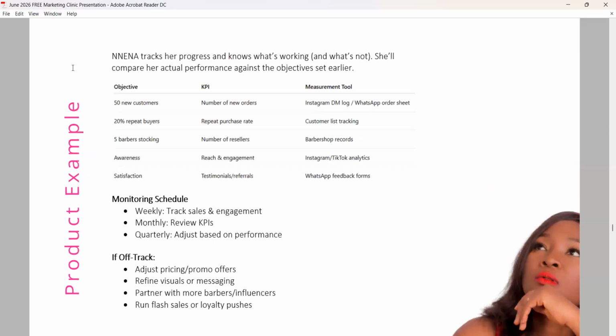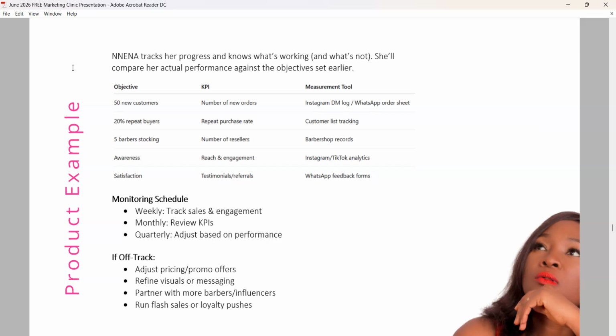So for Nena, look at her metrics, that's KPI, and her measuring tool. She said she wanted 50 customers, 50 new customers. How will she measure the number of new customers, even if she's writing it in a notebook? She wants 20% repeat buyers, and that's what she will chase up. Customer list tracking, 5 barbers stocking her product. She's recording her number of barbers.